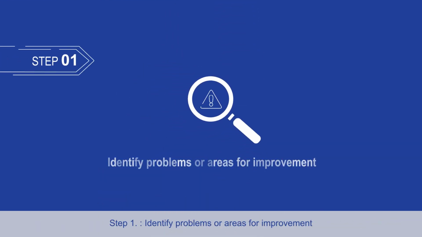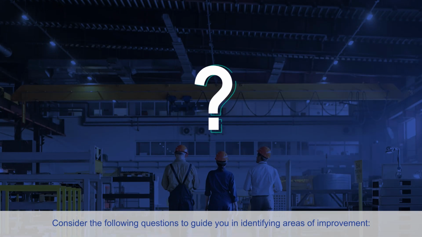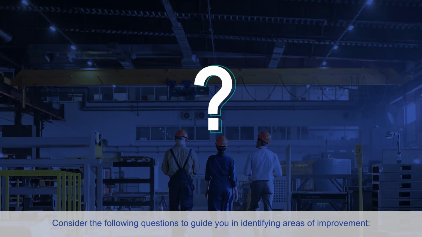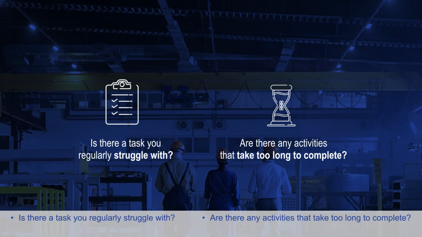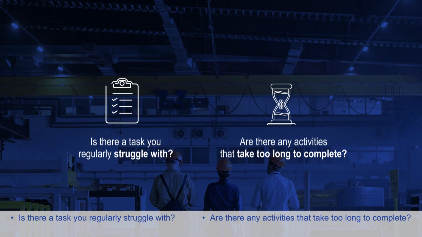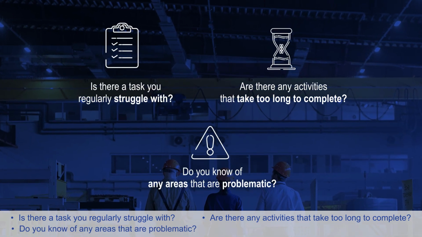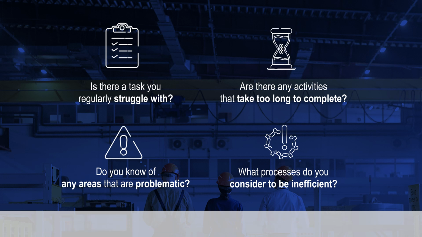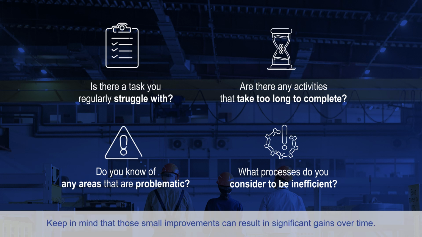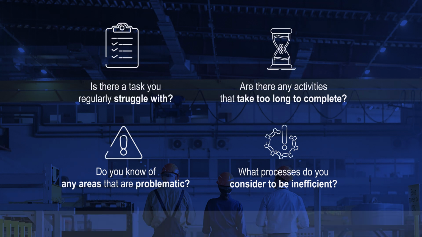Step 1. Identify problems or areas for improvement. Consider the following questions to guide you in identifying areas of improvement. Is there a task you regularly struggle with? Are there any activities that take too long to complete? Do you know of any areas that are problematic? What processes do you consider to be inefficient? Keep in mind that those small improvements can result in significant gains over time.